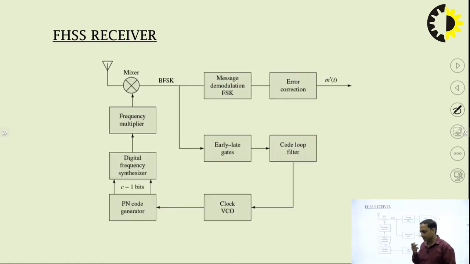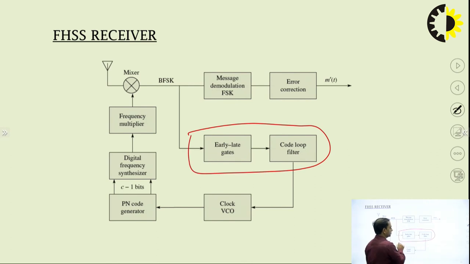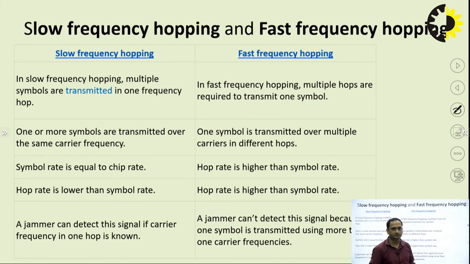The difference here is the additional blocks which we have: the early gate and the clock code loop filter, which is used for the clock synchronization, right? So these are some of the differences. You can go through it.